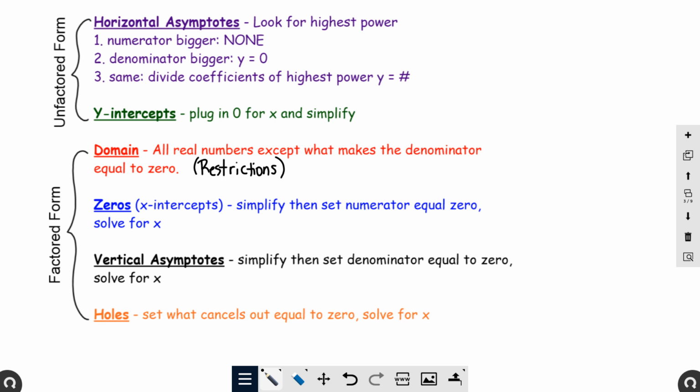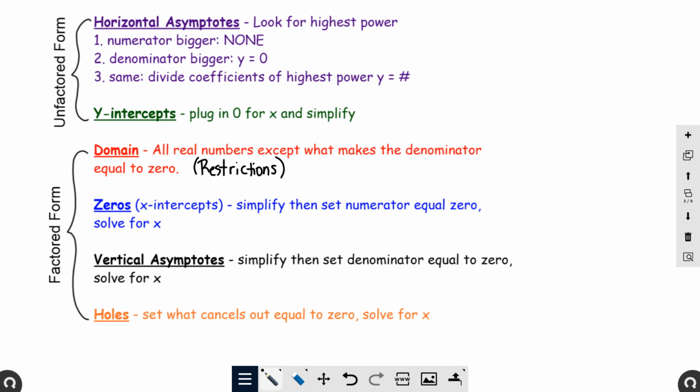For vertical asymptotes, it's very similar. Instead of the numerator, we set the denominator, because that is like the vertical lines that the graph doesn't touch. That's why we use our denominator, because that's kind of like our restriction again. What can x not be? But now it's after we simplify, so it's not the whole problem, it's just at the very end. And then holes, that's what we set that cancels out equal to 0, and then solve that for x.